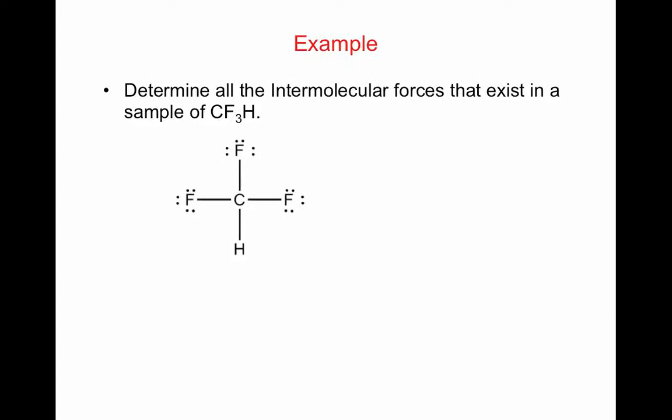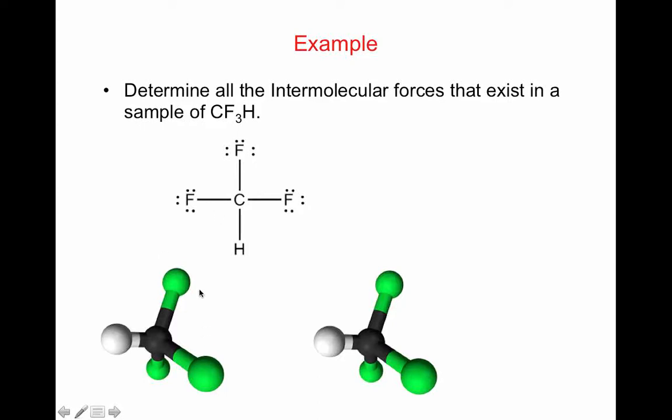Okay, the next example is CF3H. So I need to ask, is it ionic or covalent? It's covalent. Here's the Lewis structure. I need to ask if it's polar or nonpolar. So fluorine being the most electronegative element on the periodic table, these fluorine-carbon bonds are definitely polar. And it's asymmetric because I've got fluorines in 3 positions of the tetrahedral geometry, but hydrogen in the other. So I have polar bonds and it's asymmetric.